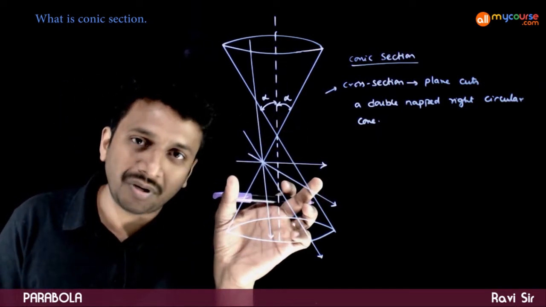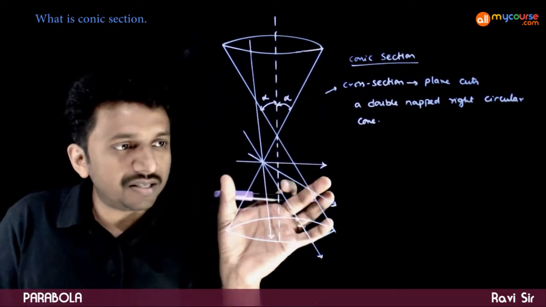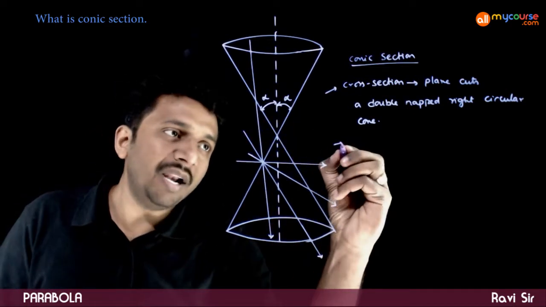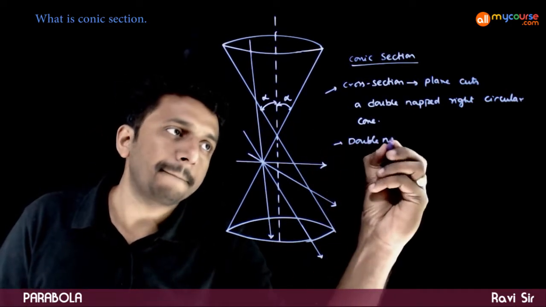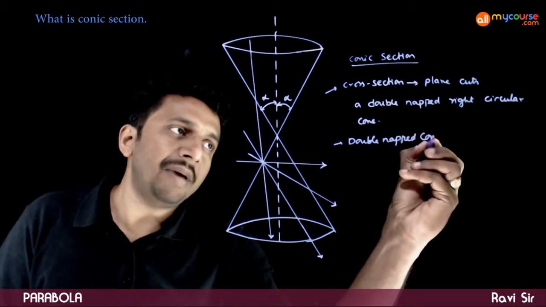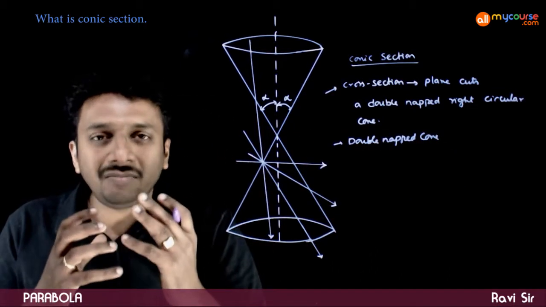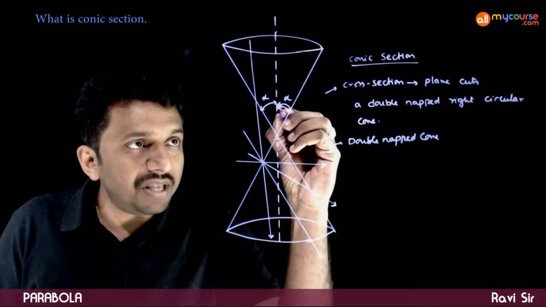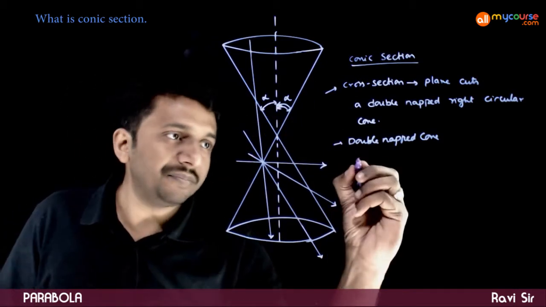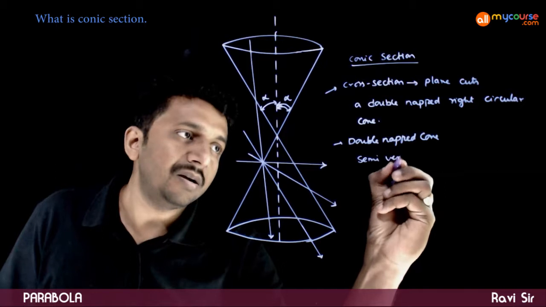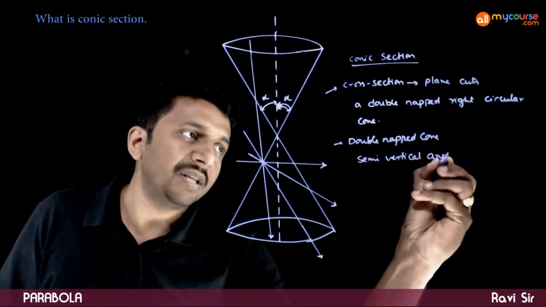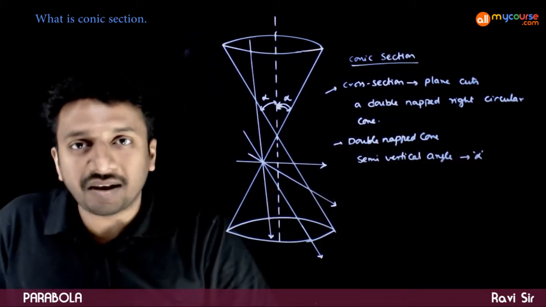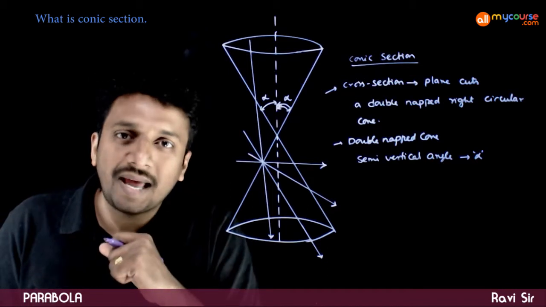Double napped means you have a cone on this side as well as this side. This is called one nap of this cone. This is called the second nap. So combinedly, this is a double napped cone. You have to imagine it in 3D. Its semi-vertical angle, that is half of the angle formed here, is represented by alpha.